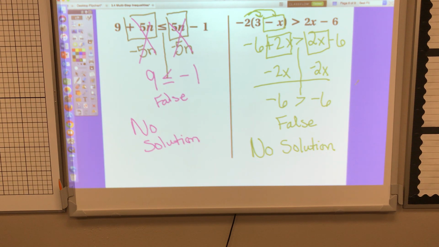The only time it would be infinitely many then is when you were to get a true statement. So if this one was or equal to, this one on the right, then it would be in all real numbers inequality.